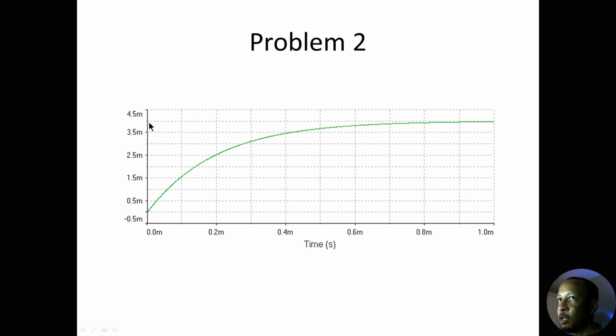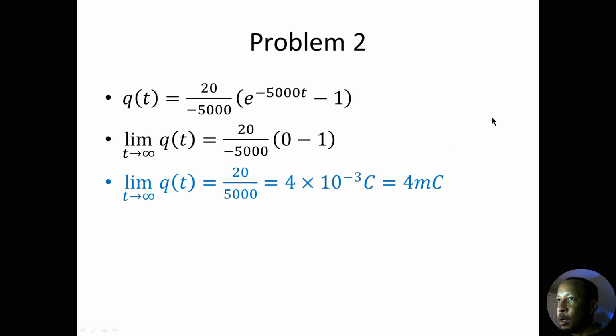And so as you can see graphically, we have this curve approaching and converging at 4 millicoulombs, because this is a graph of charge accumulation, and we can see that eventually it's apparent to us that it stops at approximately 4 millicoulombs, but according to our calculation here, it stops at exactly 4 millicoulombs.